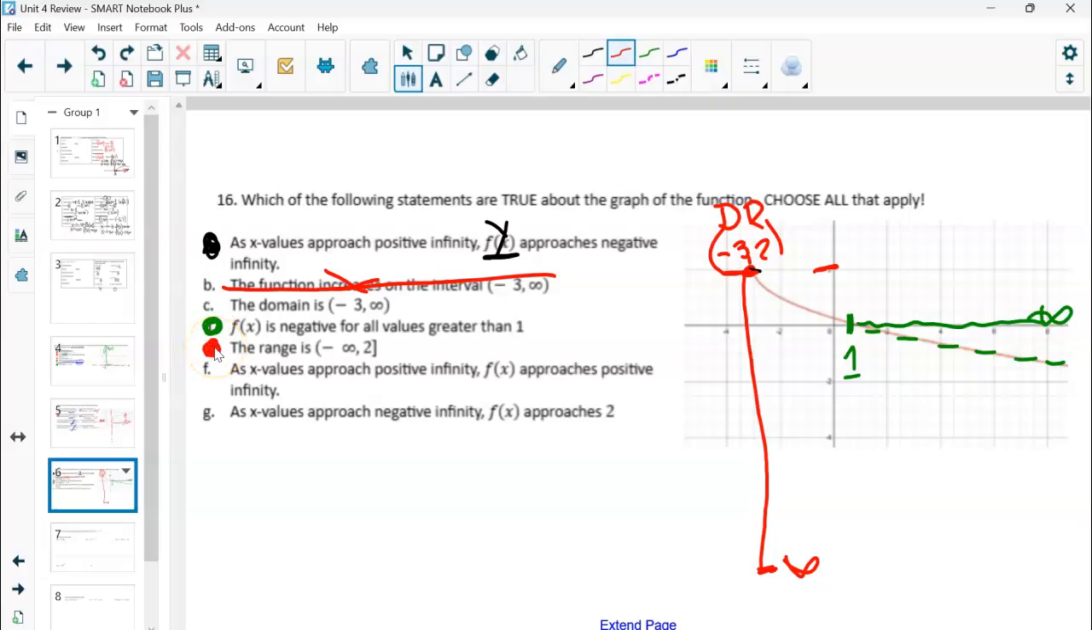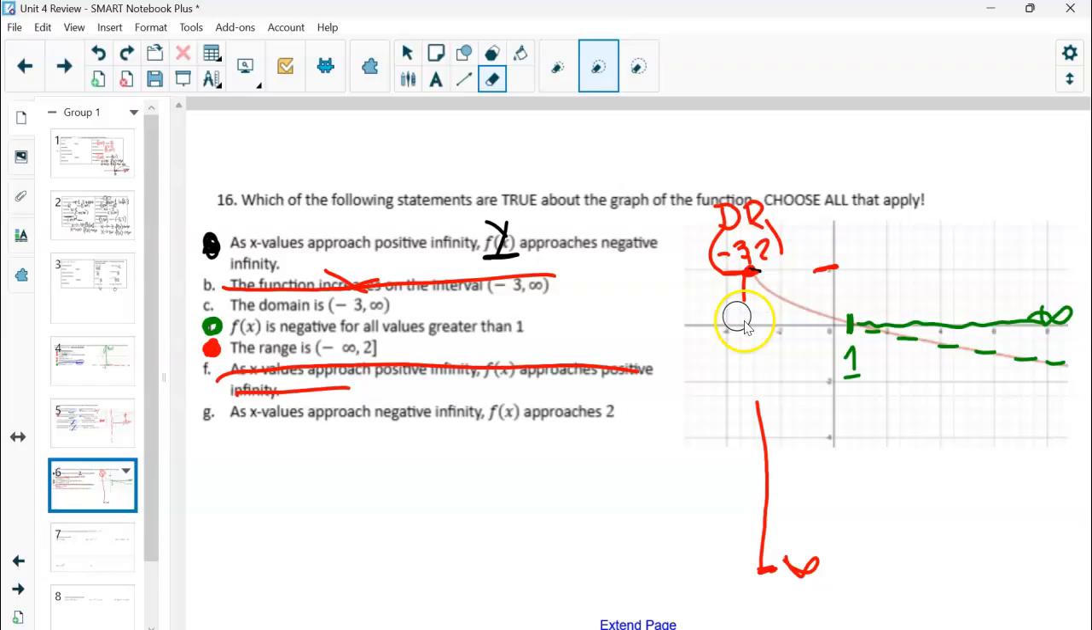F. As x values approach positive infinity, f of x is approaching positive infinity. Now, we already had this question here as A, as x values approach positive infinity, and we said that was not true, so this automatically could not be true. If I go toward positive infinity, my function is not going up, it's going down, okay?